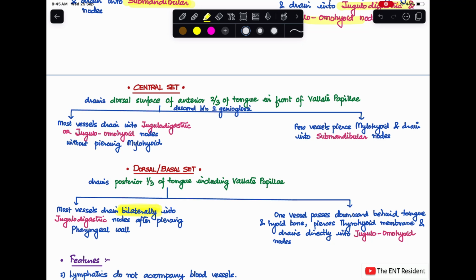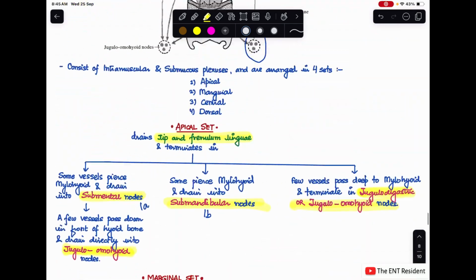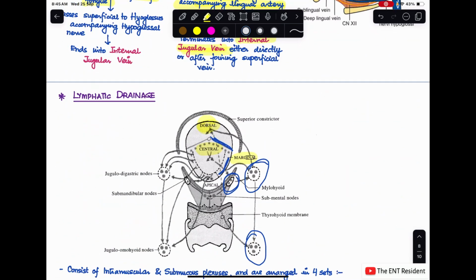So, most vessels will drain bilaterally into jugulodigastric nodes after piercing the pharyngeal wall. And a lesser pathway is where one vessel passes downward behind the tongue and the hyoid, pierces the thyrohyoid membrane, and drains directly into the jugulo-omohyoid nodes. So these are the dorsal or the basal set. You'll see in the image over here, this is the dorsal set, and they go bilaterally into the jugulo-omohyoid nodes.